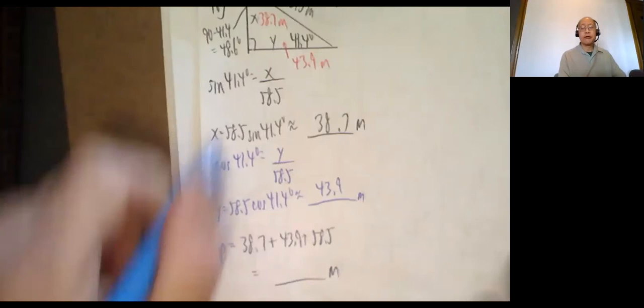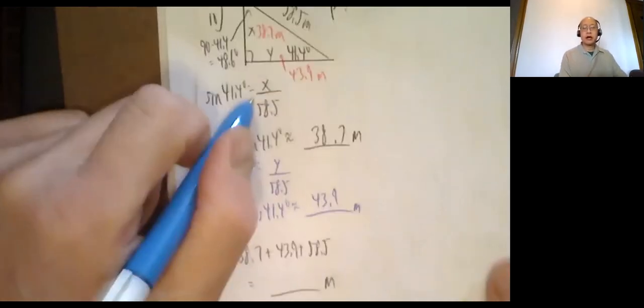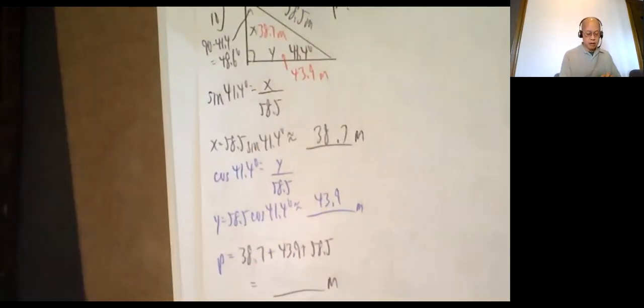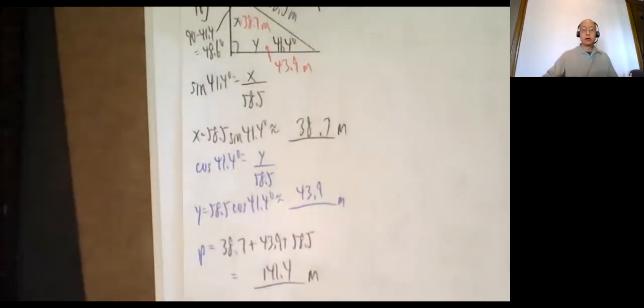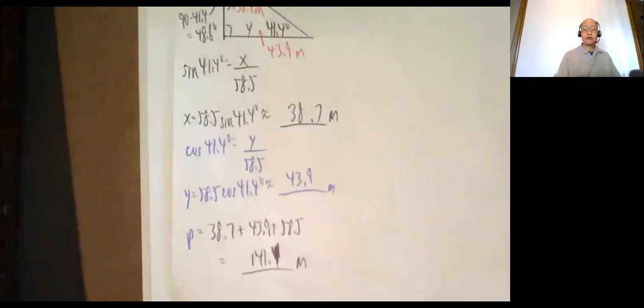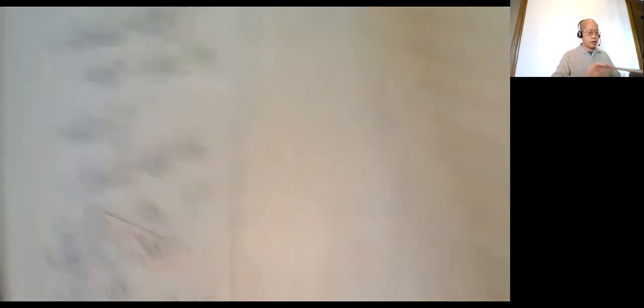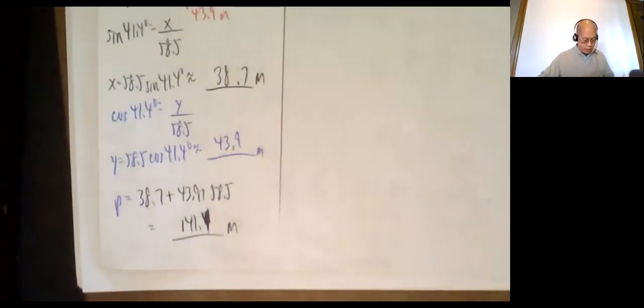So if they want to fence this lot, how much fencing do we need to buy? 38.7 plus 43.9 plus 58.5 is 141.1. Whoops, 141.1, not 141.4. Sorry. 141.1 meters. All right, so that's how to do that one.